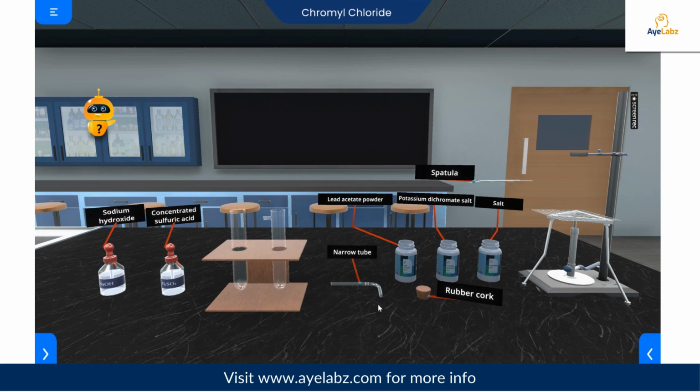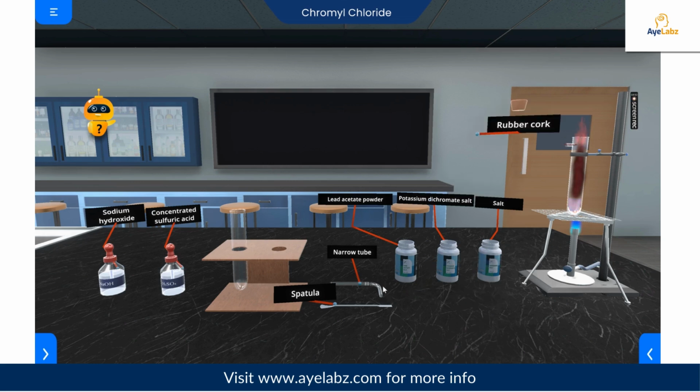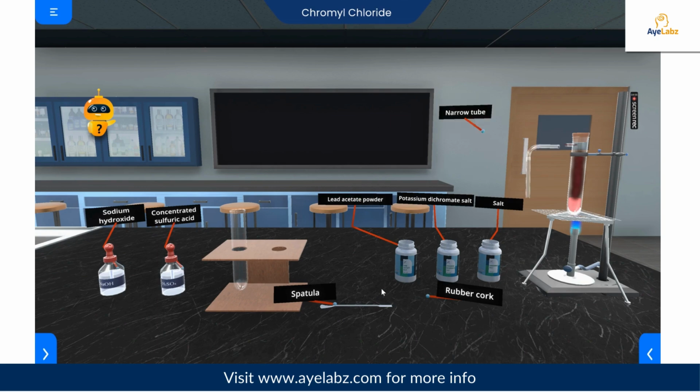I'm clicking on the spatula to add the salt to the test tube. I'm adding potassium dichromate salt. Let me add concentrated sulfuric acid. It is creating brown fumes because of the formation of chromyl chloride. Let me heat that solution on a Bunsen burner by placing a rubber cork and narrow tube. It's time to pass the brown fumes into sodium hydroxide solution.